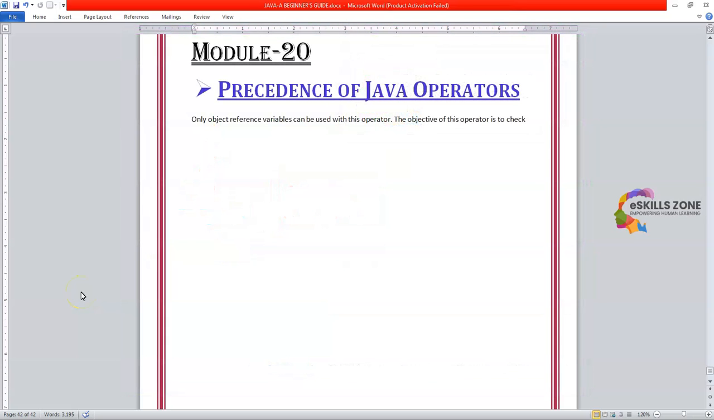Today in this video we will discuss module 20 of the course named A Beginner's Guide to Java Programming Language. The topic we are going to discuss today is called Precedence of Java Operators, a very important topic which has a very important place in every programming language. So we will discuss the Java programming language specifically.